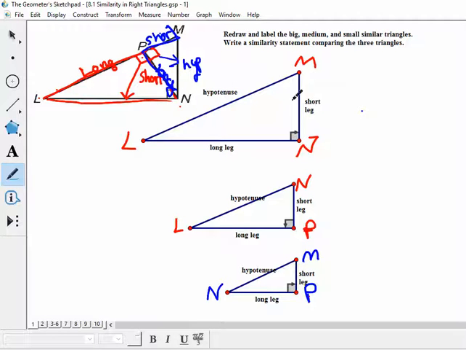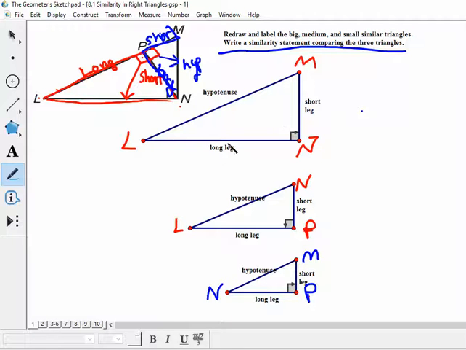So take some serious time to relabel your 3 triangles, either using the Sketchpad tools, making text boxes in Word, or printing it and writing them in pen or pencil. Now the next part is to do the similarity statement comparing the 3 triangles. You do that after you've relabeled these.